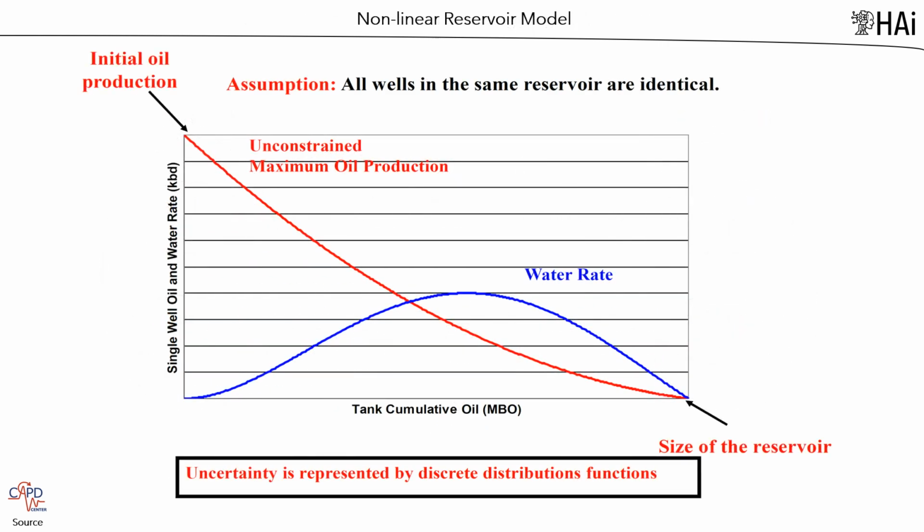Uncertain parameters in the system are initial maximum oil flow rate, recoverable oil volume, and water breakthrough time of the reservoir. Considering that all wells in one reservoir are identical, the uncertainty in initial maximum oil flow rate is considered for only a single well in the reservoir. The three uncertain parameters affect the nonlinear reservoir behavior in different ways.